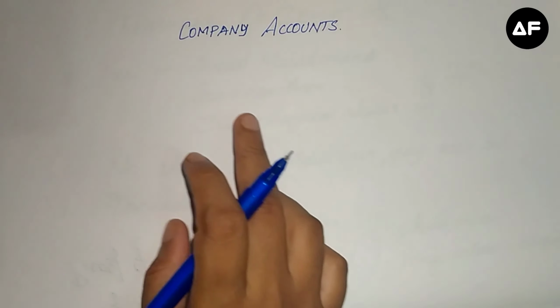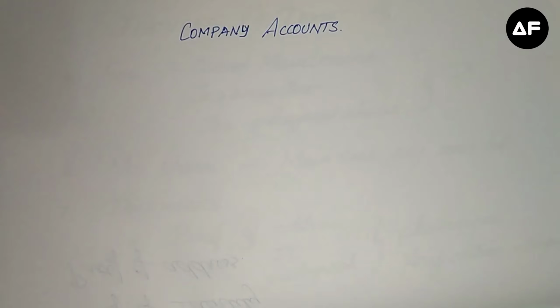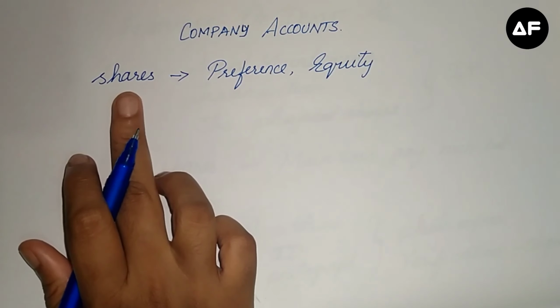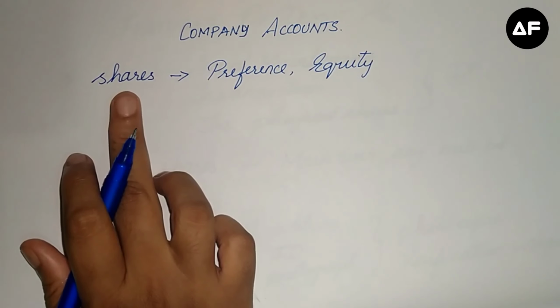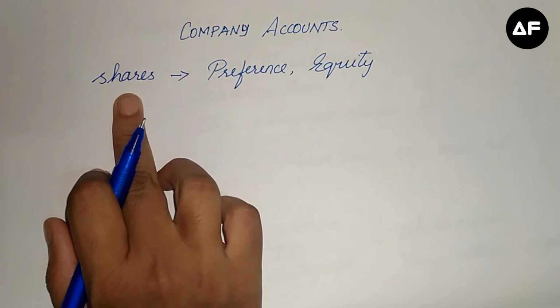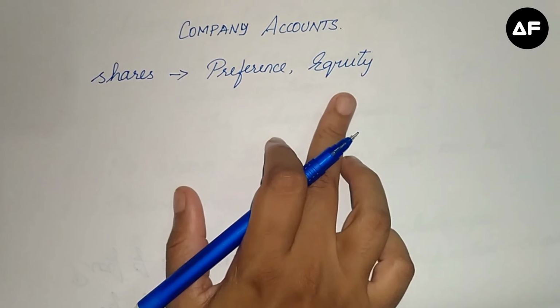Today's video we are going to see about unit 7, that is company accounts. So I'll tell you what are the specific items which we are going to learn in this company accounts. It's going to be first of all shares. So in shares we're going to learn about preference shares and equity shares.